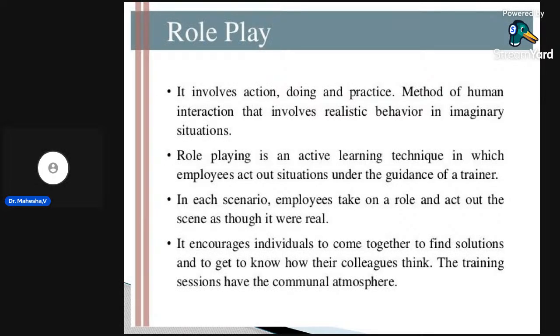Role play is another method. It involves action, doing and practice, a method of human interaction that involves realistic behavior in an imaginary situation. Role playing is an active learning technique in which employees act out the situation under the guidance of a trainer. In each scenario, an employee takes on a role and acts out the scene as though it was a very real one. It encourages individuals to come together to find the solution and to get to know how their colleagues think. The training session sometimes has a communal atmosphere.